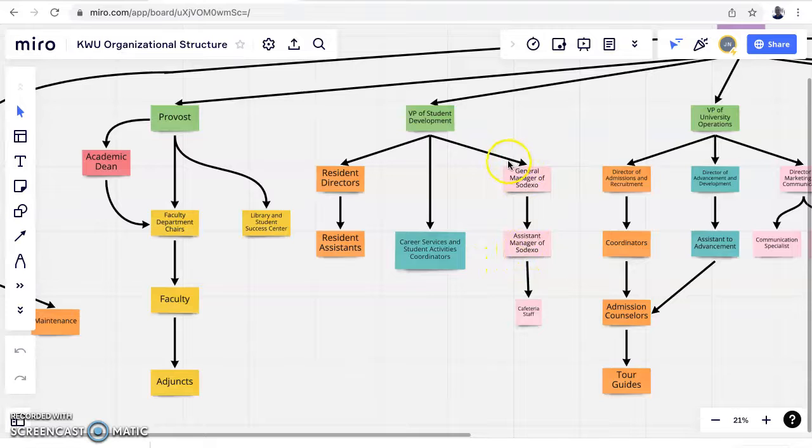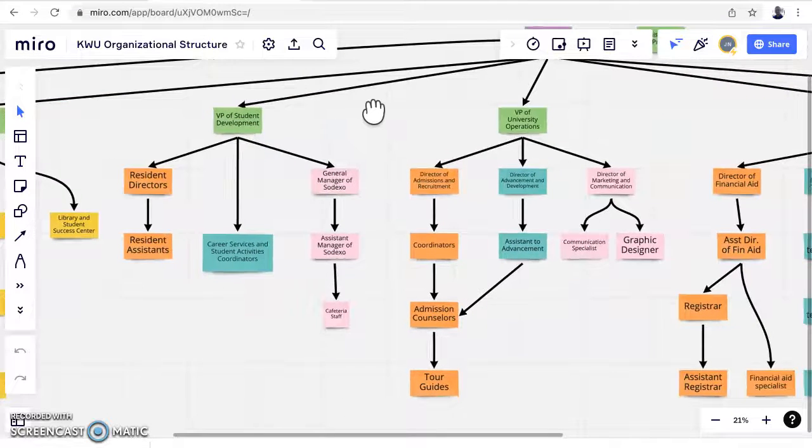If you notice, it's just like that functional structure. We have specialized departments. We got one for food, we got one for student development, we got one for student living, and that's going to be sort of the theme as we move through here.